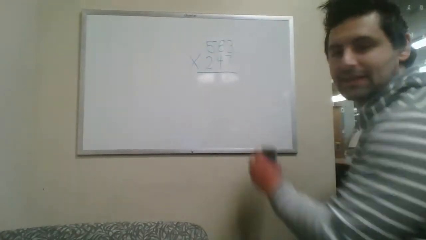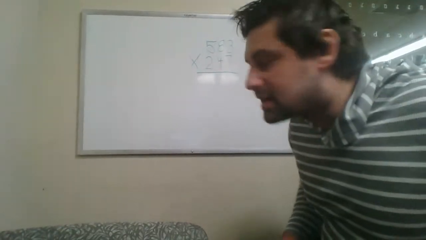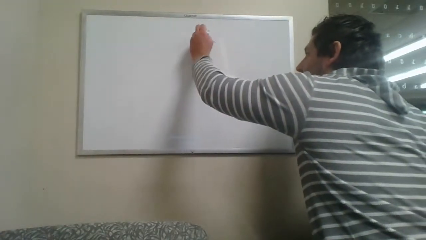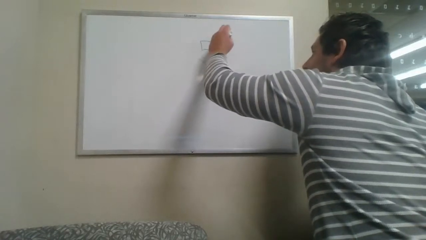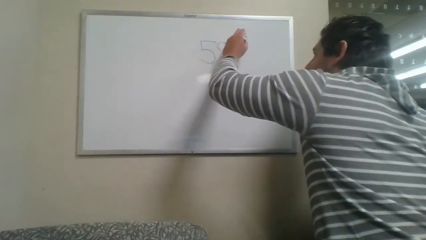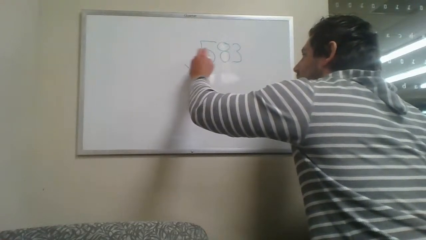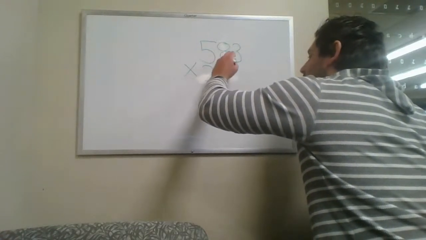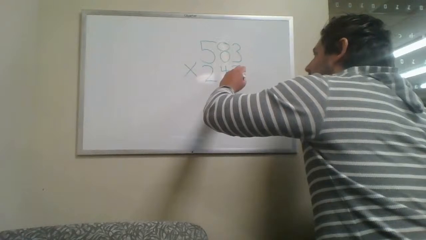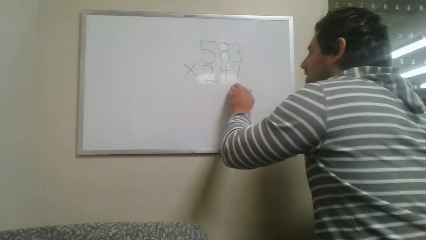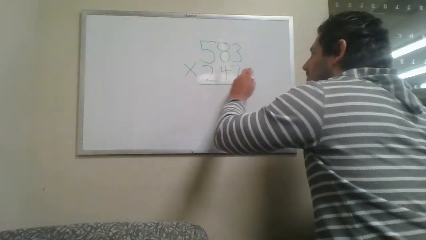So I'm actually going to make the numbers a little bigger. 583 times 247. I want to make sure that everybody can see. Anybody in the comments having difficulty seeing? Let me know.